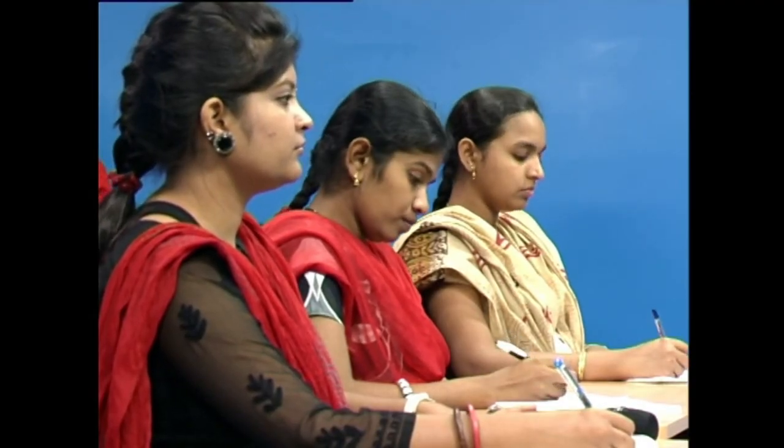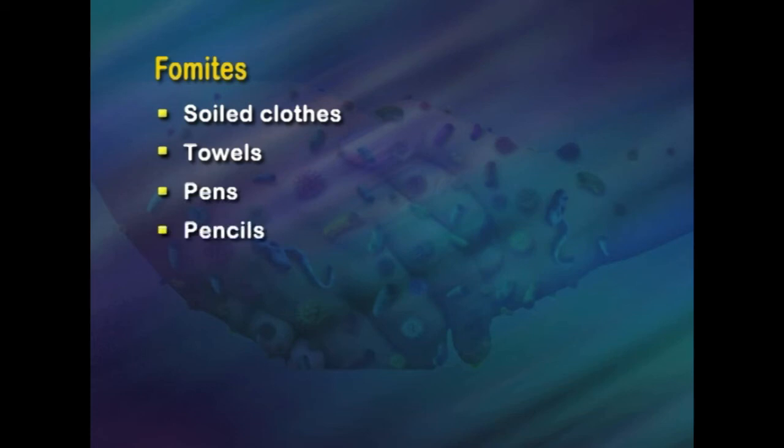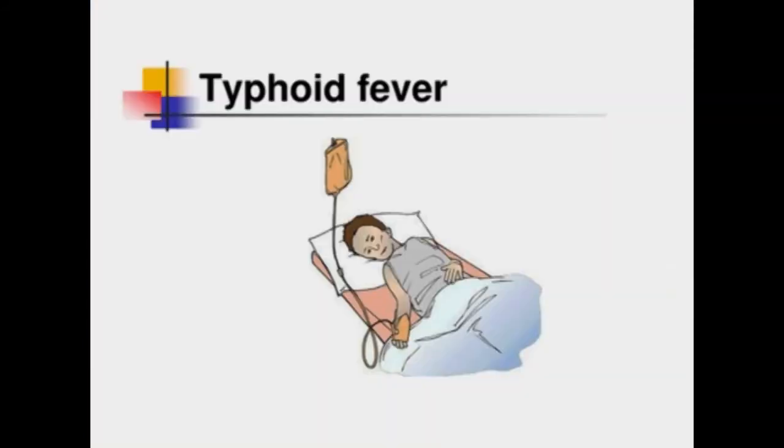Fomite-borne. Fomites are inanimate articles or substances other than water or food contaminated by the infectious discharges from a patient and capable of harboring and transferring agents to a healthy person. Fomites include soiled clothes, towels, pens, pencils, taps, surgical dressings. Examples of diseases transmitted by fomites include diphtheria, typhoid fever, dysentery, eye and skin infections.